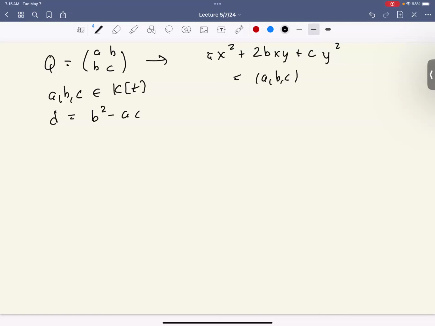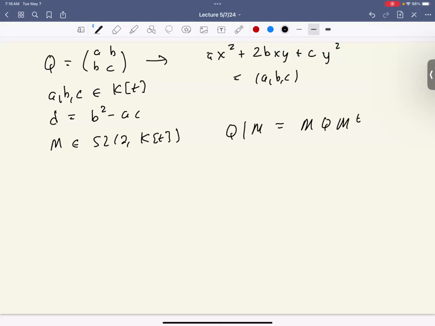So how do you change variables? Well, sort of the obvious way. So we use SL2 of the ring. You let it act in the obvious way. So Q of M is, so I'm not distinguishing between the matrix and the form. So you just have to go between them. That tells you how you change variables.